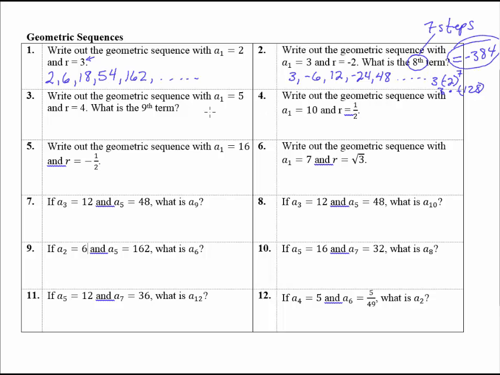That's the 8th term. Write out a geometric sequence with a1 equals 5 and r equals 4. So we're going to start with 5 and common ratio of 4. So that's 20, 80, 320, and so on and so forth.